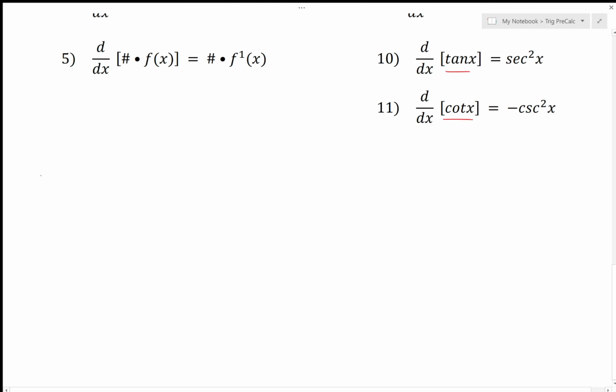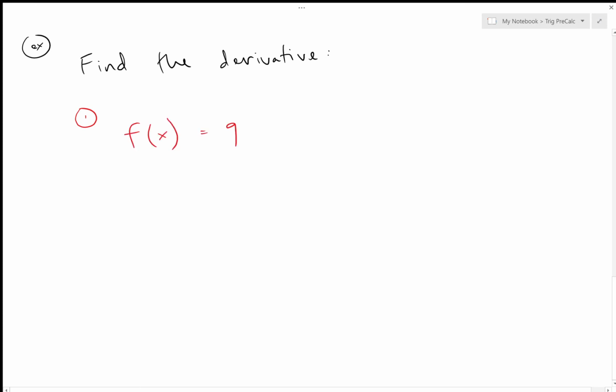So our first example here. For the next couple of problems, the instructions are going to be find the derivative. So our first one here. Find the derivative. I'll call this number 1. They're going to give us f of x equals 9. We want to find the derivative of this. I know that if I have f of x, my derivative is going to be f prime of x. That indicates it's going to be the derivative answer.